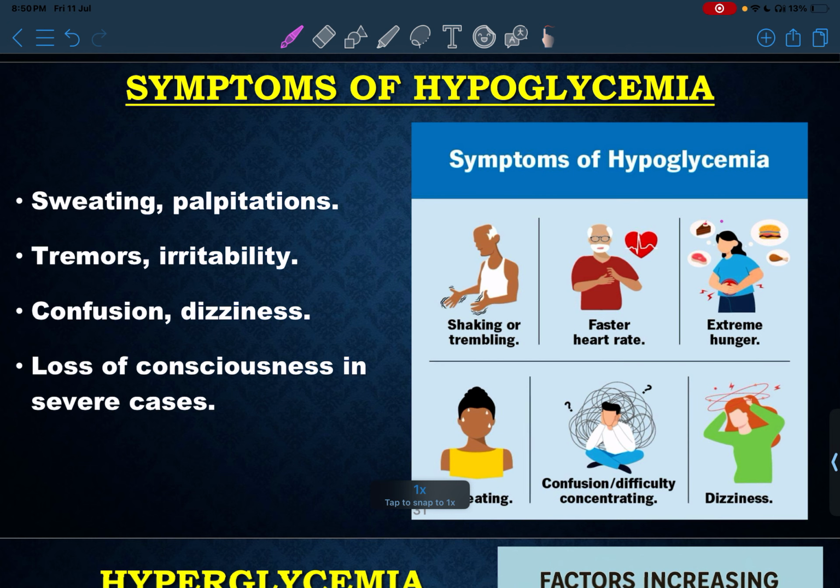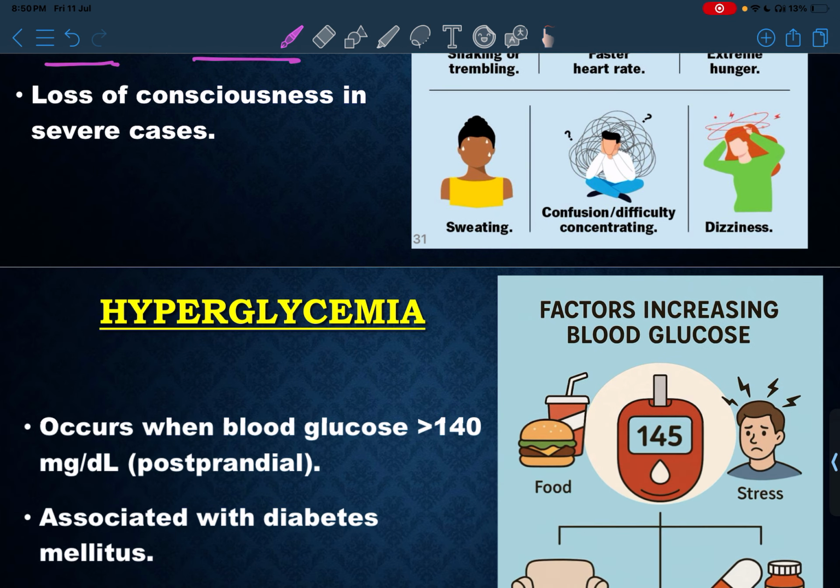Symptoms of hypoglycemia. So what are the symptoms of hypoglycemia? Sweating, palpitations, tremors, irritability, confusion, dizziness, loss of consciousness in severe cases.